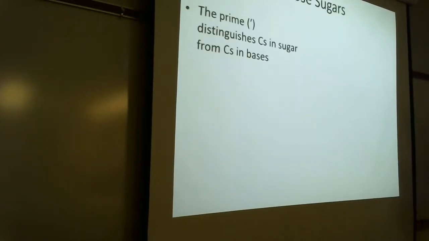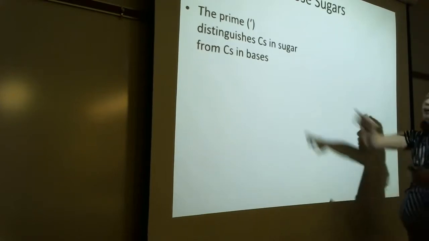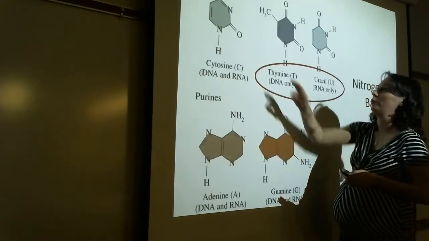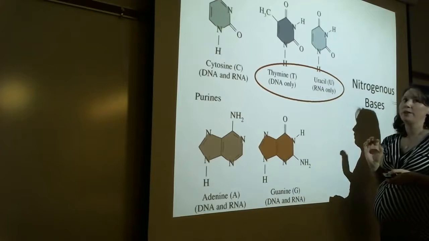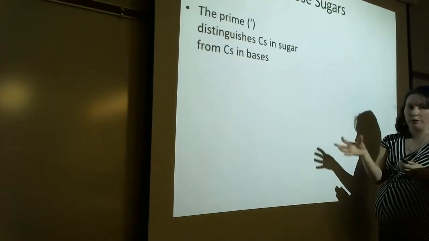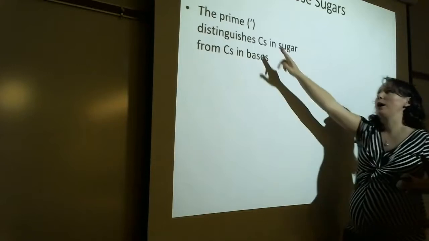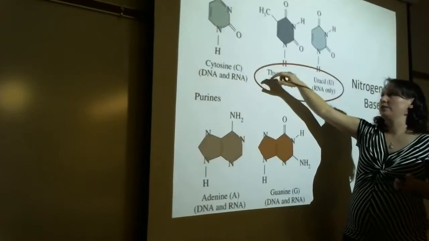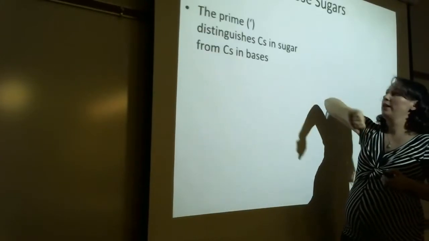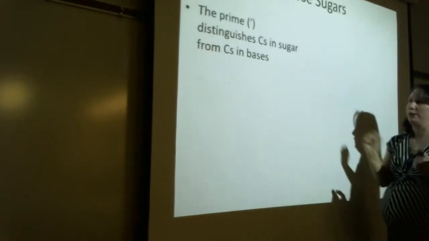Okay, let's talk about the sugar. Remember I told you there are differences in the sugar in DNA and RNA. Now we use these little primes, it looks like a little apostrophe, to distinguish the C's in the sugar from the C's in the bases. So if we're talking about the bases, we would just number them 1, 2, 3, 4, 5, 6, 7, 8, right? There's no primes. But because we've got both a sugar and a base, that's why we use the prime. The prime goes for the carbons in the sugar, not the carbons in the base. So there would not be any primes if we were numbering these. There would be primes on the sugar. Okay, so you can separate them.